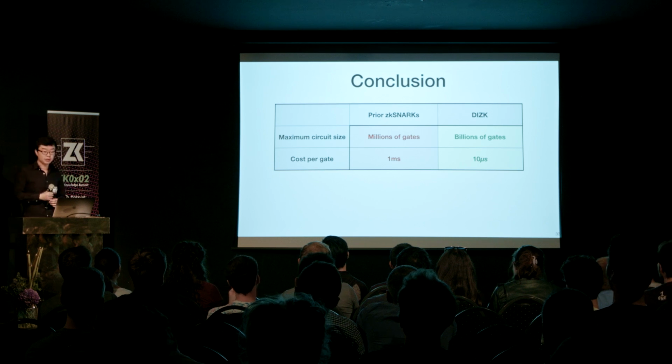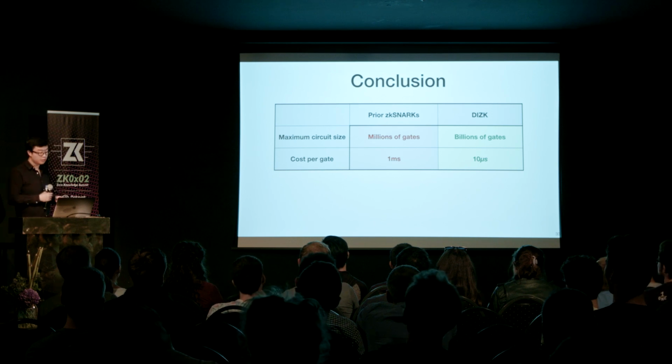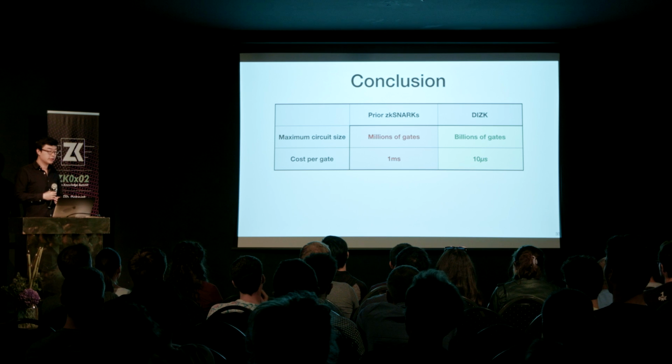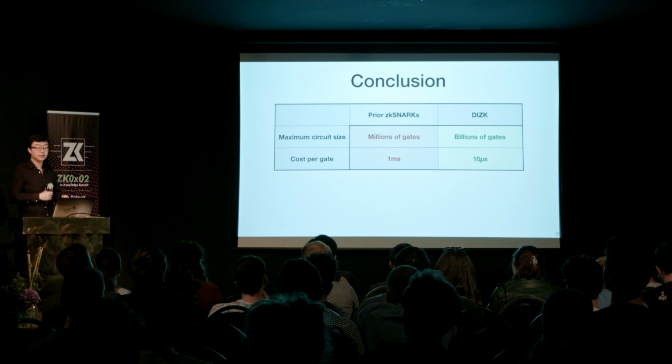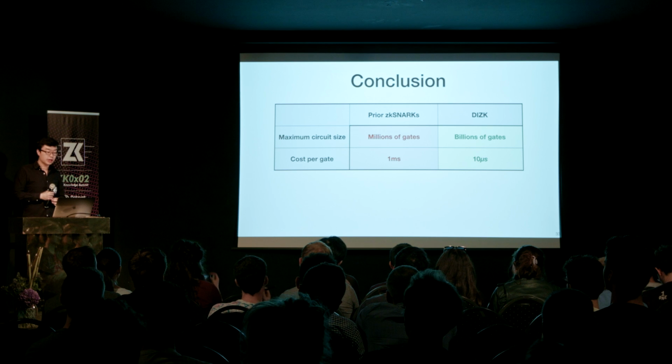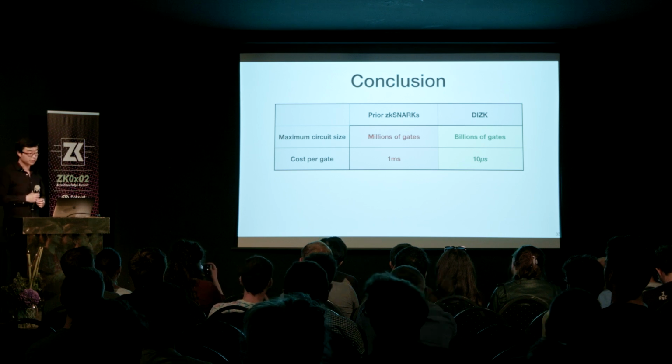In conclusion, we found that prior zkSNARKs support maximum circuit sizes in the millions of gates at an amortized cost per gate of 1 millisecond. And we find with our techniques that DIZK is able to support maximum circuit sizes in the billions of gates at an amortized cost per gate of approximately 10 microseconds.